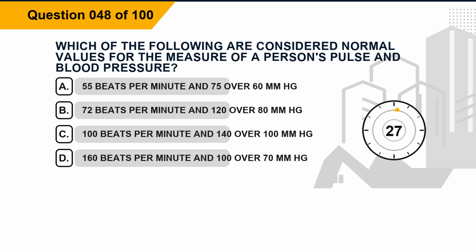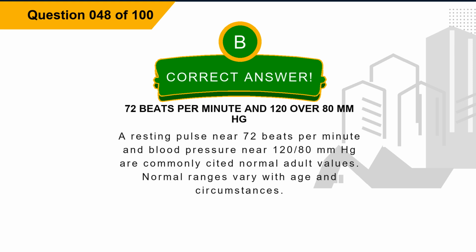Question 48. Which of the following are considered normal values for the measure of a person's pulse and blood pressure? Option A, 55 beats per minute and 75/60 mm Hg. Option B, 72 beats per minute and 120/80 mm Hg. Option C, 100 beats per minute and 140/100 mm Hg. Option D, 160 beats per minute and 100/70 mm Hg. The correct answer is option B, 72 beats per minute and 120/80 mm Hg. Explanation. A resting pulse near 72 beats per minute and blood pressure near 120/80 mm Hg are commonly cited normal adult values. Normal ranges vary with age and circumstances.